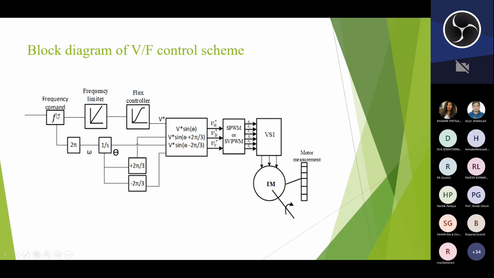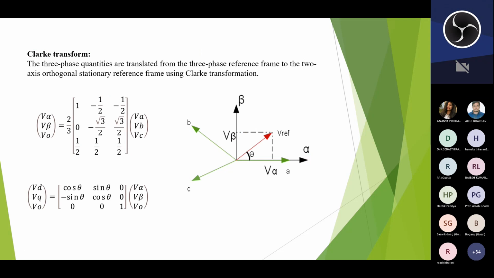So, with the frequency command, I have fed it through a frequency limiter with flux control, then again to the SVPWM block. As I told in the previous slides, I did that Clarke transformation. That is, three-phase quantities in the three-phase reference frame are converted into a two-axis orthogonal stationary reference frame using the Clarke transformation. These equations we require for that transformation.